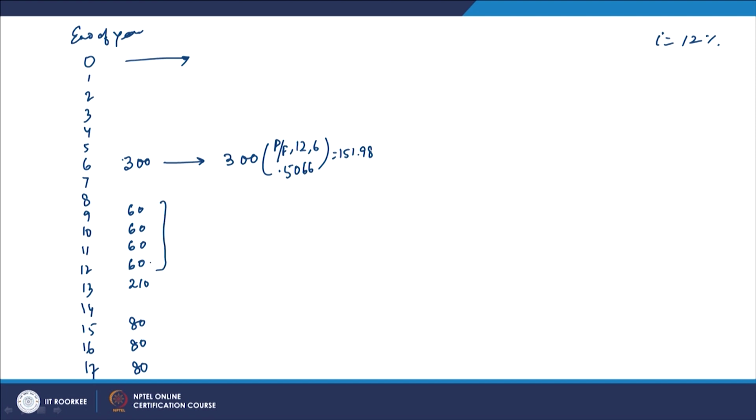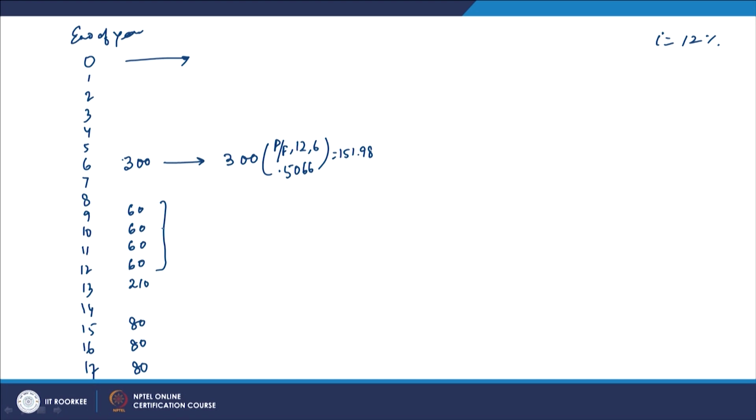Now, these 4 transactions. What you can do is that individually they can be mapped to year 0. So, 60 will be multiplied with P by F factor 12 9, again 12 10, 12 11, 12 12, but that is not the proper way. Basically, you know that these are all equal values, so you can use the annuity concept formula. For these 4, if you apply the P by A formula, P by A is defined 1 point ahead.